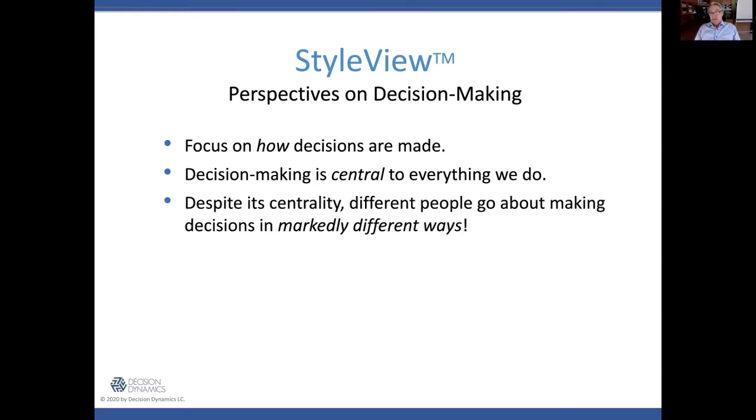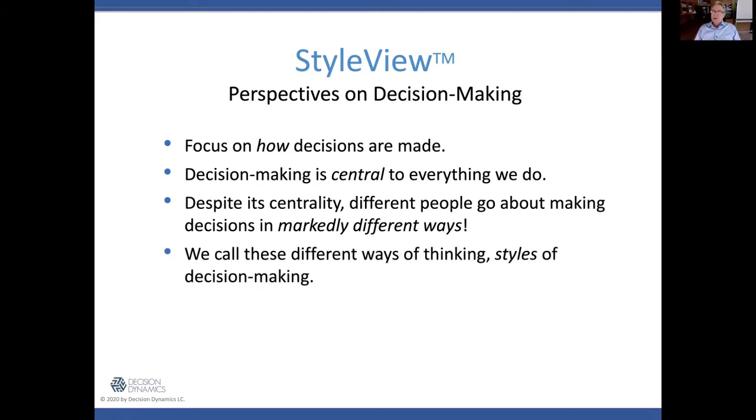Despite its centrality, decision-making is a process that differs markedly between people. People differ greatly in how they go about this very central process of making decisions. So we call these different ways of thinking and decision-making styles of decision-making. And styles are simply habits that we pick up over time through experience.